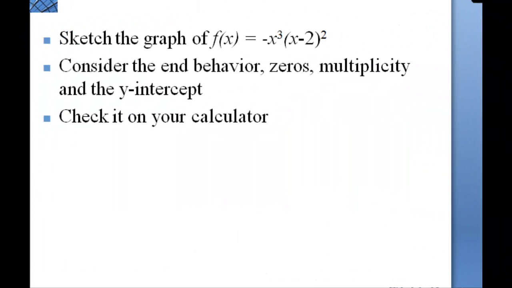Try this one. Sketch the graph of f of x equals negative x to the third times x minus 2 squared. Consider the end behavior, the zeros, the multiplicity, and the y-intercept. When you've made a rough sketch, check it on your calculator.